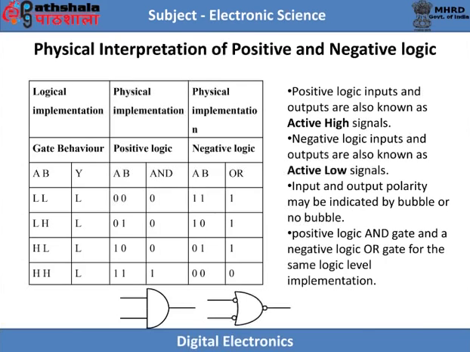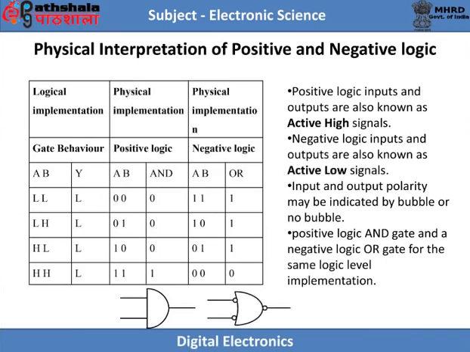Physical interpretation of positive and negative logic. Integrated circuit data sheets define digital function in terms of H and L and not in terms of logic 0 or logic 1. It is up to the user to determine the positive and negative assignment. In each family, there is a range of voltage values that the circuit will recognize as a high or a low level.